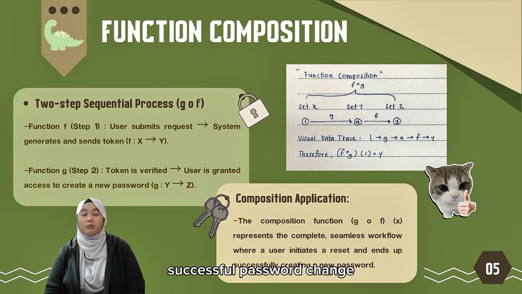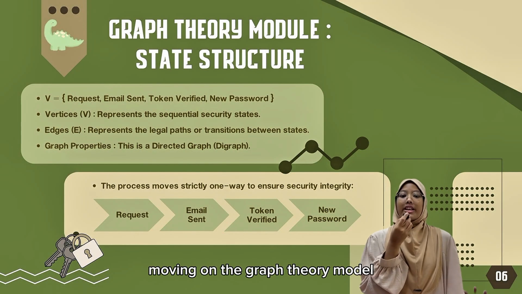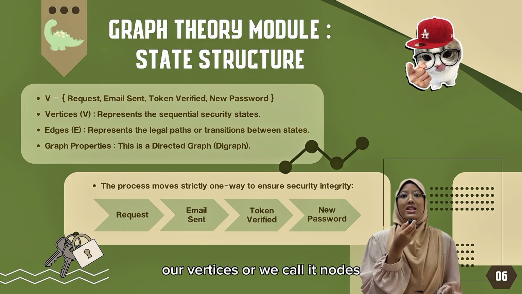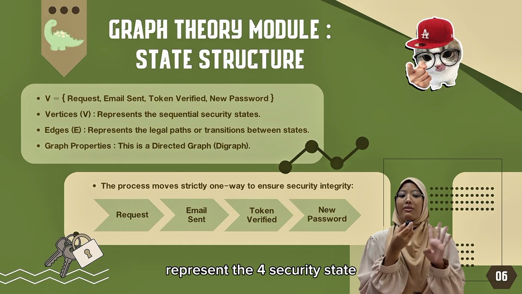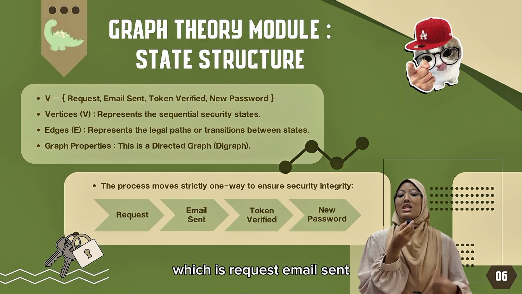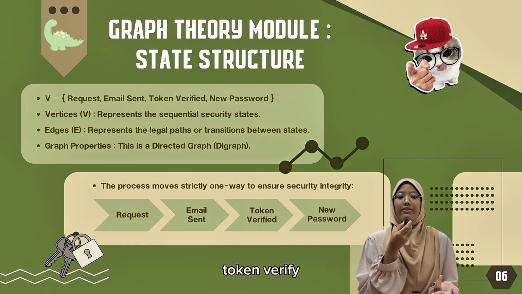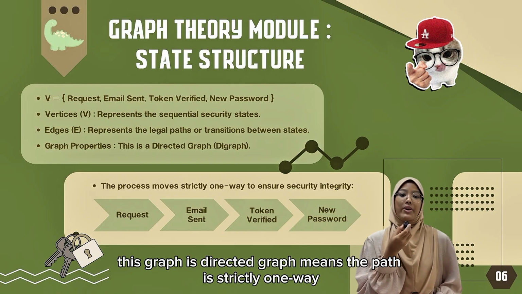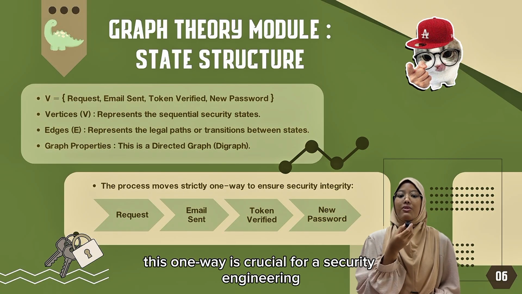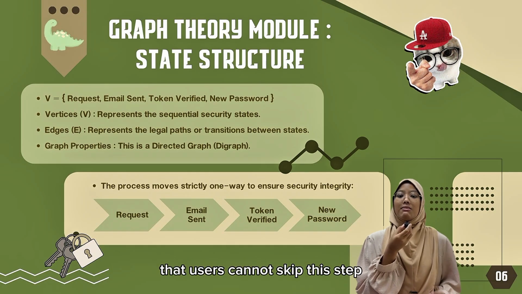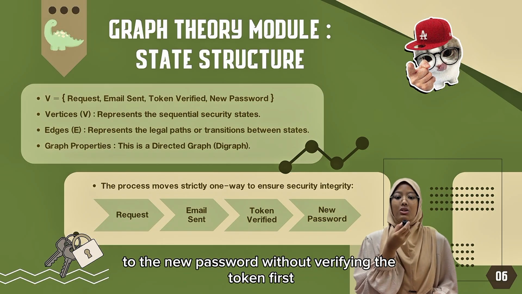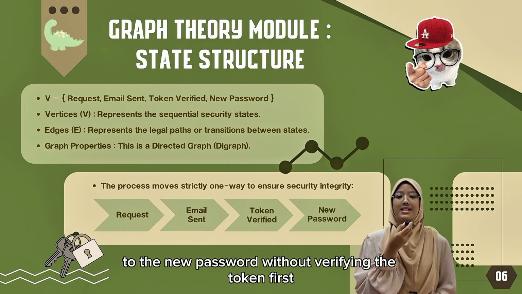final successful password change. Moving on to the graph theory model, we can visualize the entire password reset flow as a structure made of vertices and edges. Our vertices, or nodes, represent the four security states, which are request, email send, token verify, and new password. This graph is directed, meaning the path is strictly one way. This is critical for security, ensuring that users cannot skip a step. For example, you cannot jump straight from request to new password without verifying the token first.